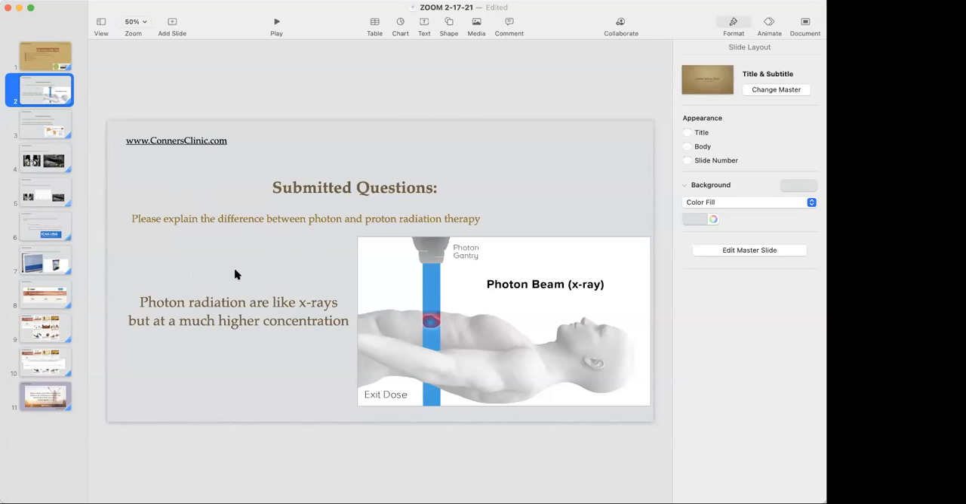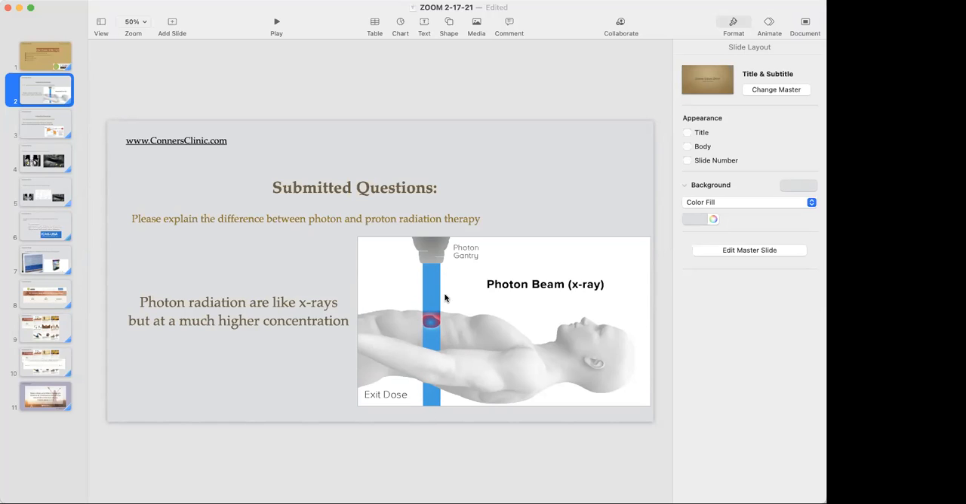So photon beam is regular radiation. An X-ray, if you went and got an X-ray, that's a photon beam. It's a photon beam tube that creates an X-ray. So photon radiation, as far as therapy, they're basically beaming you with constant X-ray for a period of time, and X-ray is damaging to cells. So the positive of radiation is that it kills cells. The negative of radiation is that it kills cells. So it's a catch-22 when you're using radiation to kill cancer cells, because you're going through tissue.